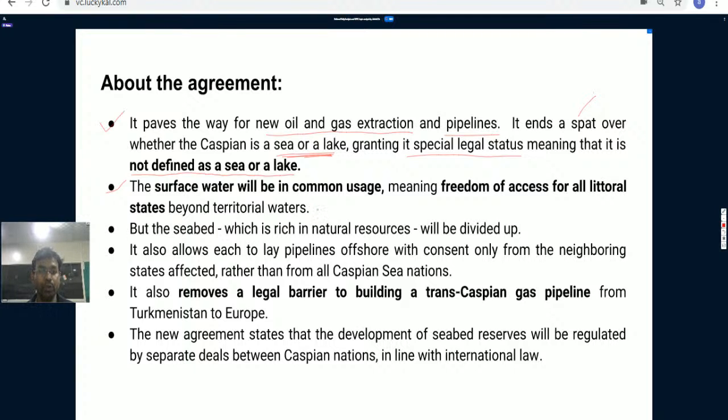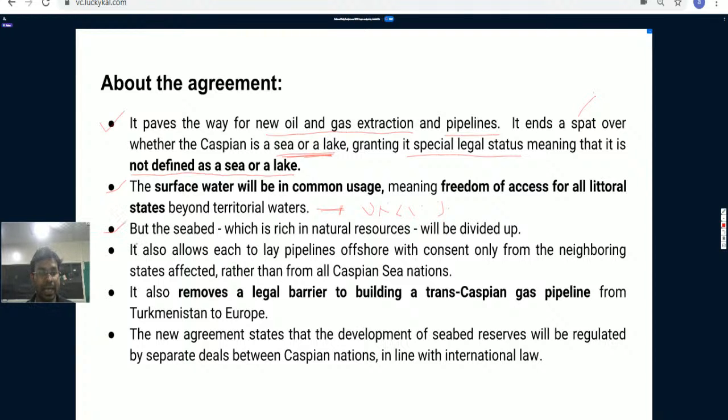If there is some dispute related to oceans, seas and anything, there is a law which is known as the United Nations Convention on the Law of the Sea, which is known as UNCLOS. We may discuss that particular topic in our future discussions, but as of now, the surface water of the Caspian Sea will be in common use, meaning that the freedom of access of all littoral states beyond the territorial waters will be there for all the littoral states.